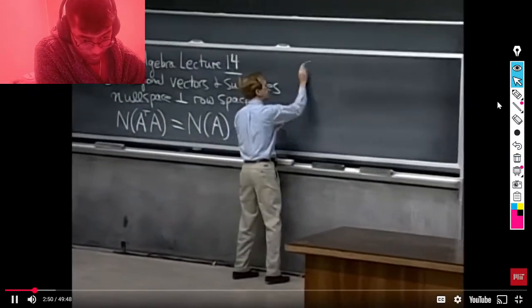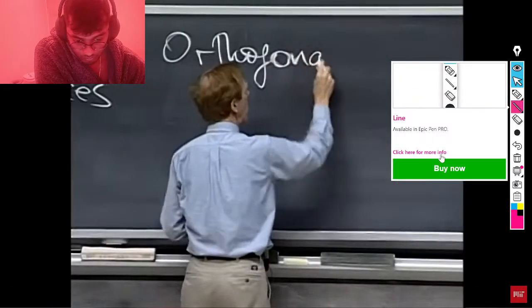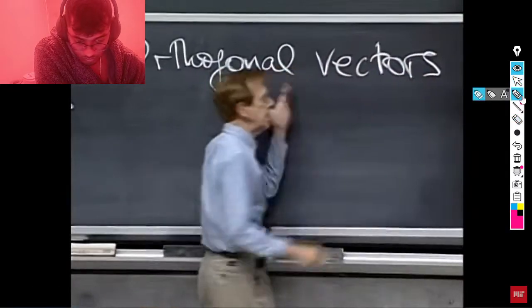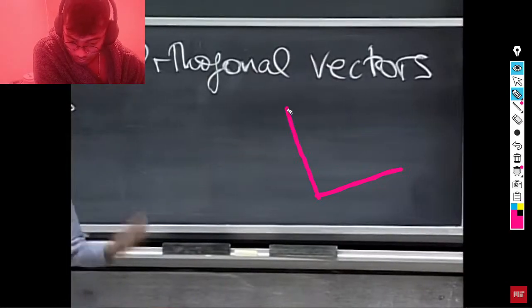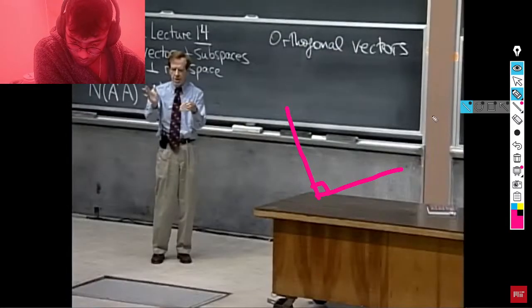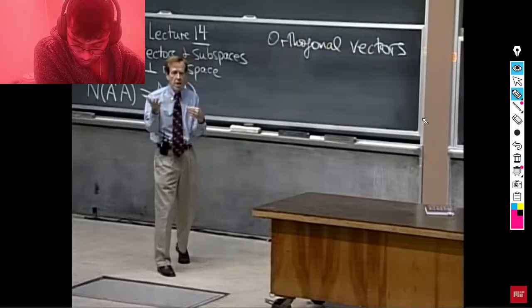Two vectors, easy. The word orthogonal is just another word for perpendicular. It means that in n-dimensional space, the angle between those vectors is 90 degrees. It means that they form a right triangle.